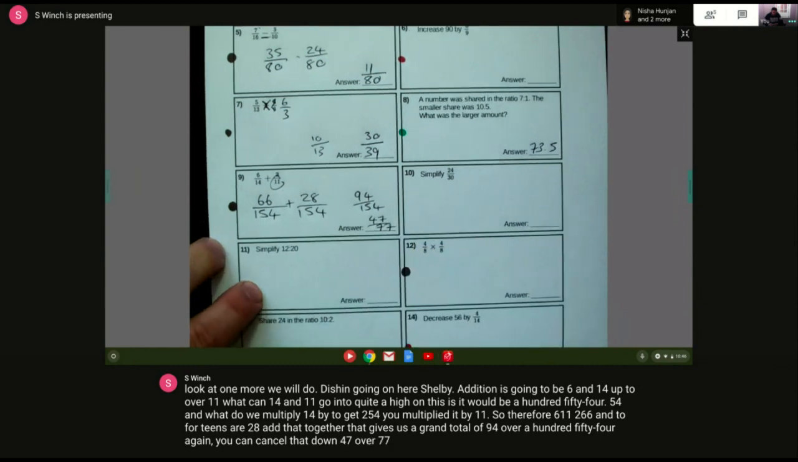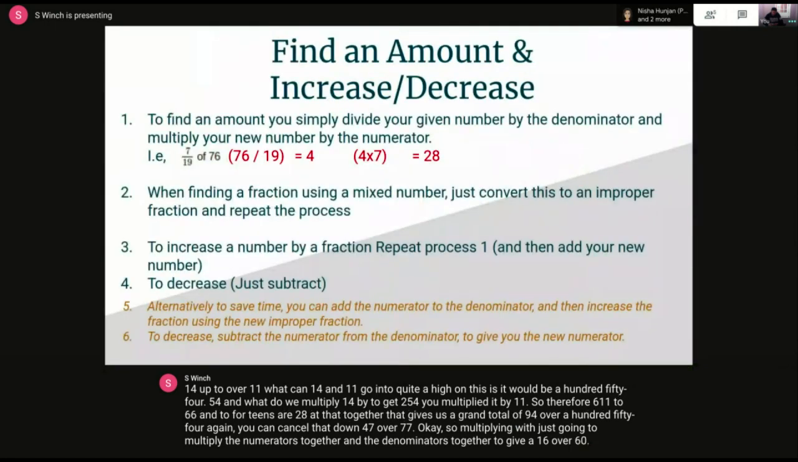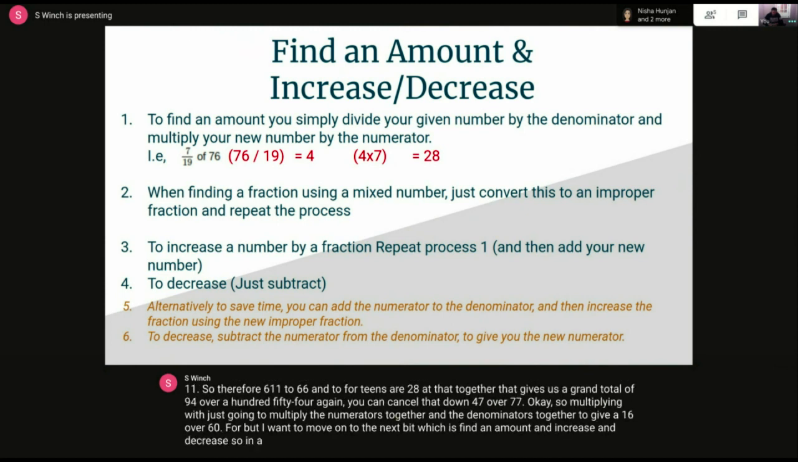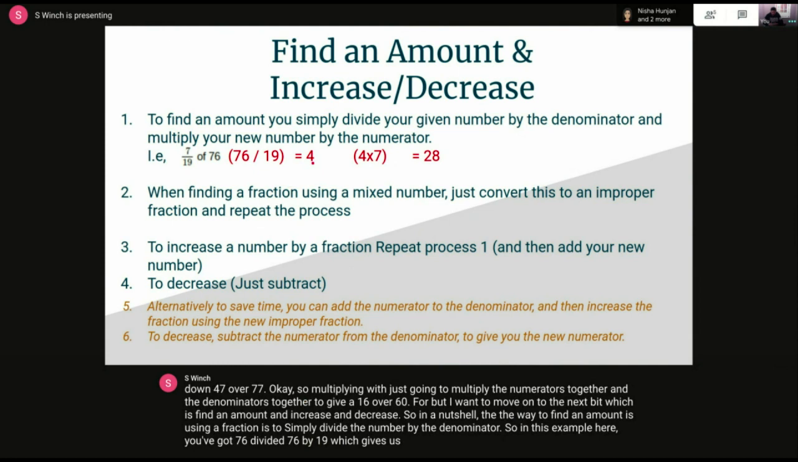Okay, so multiplying, we're just going to multiply the numerators together and the denominators together to give us 16 over 64. But I want to move on to the next bit, which is find an amount and increase and decrease. So in a nutshell, the way to find an amount using a fraction is to simply divide the number by the denominator. So in this example, you've got 76. You divide 76 by 19, which gives us 4. And then you multiply 4 by the numerator, 7, to give us 28. Okay, so that's how to find an amount.